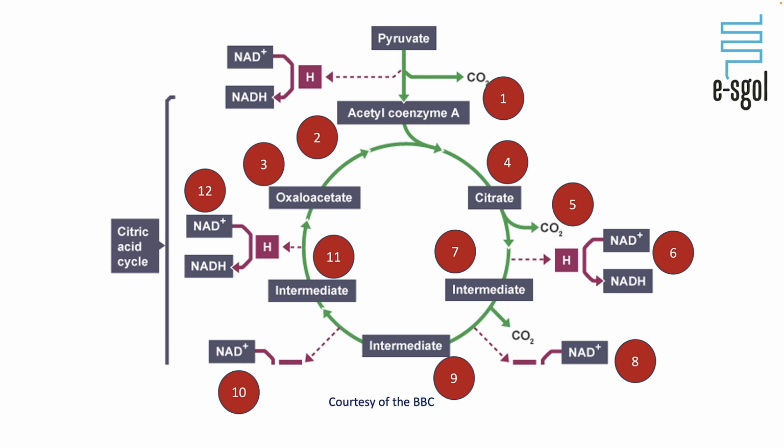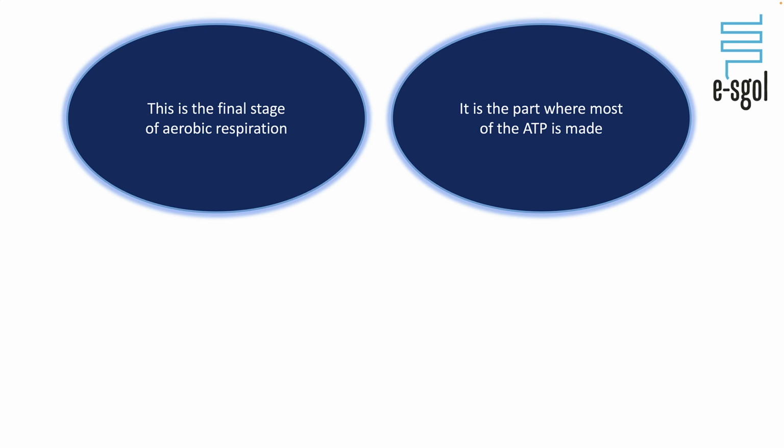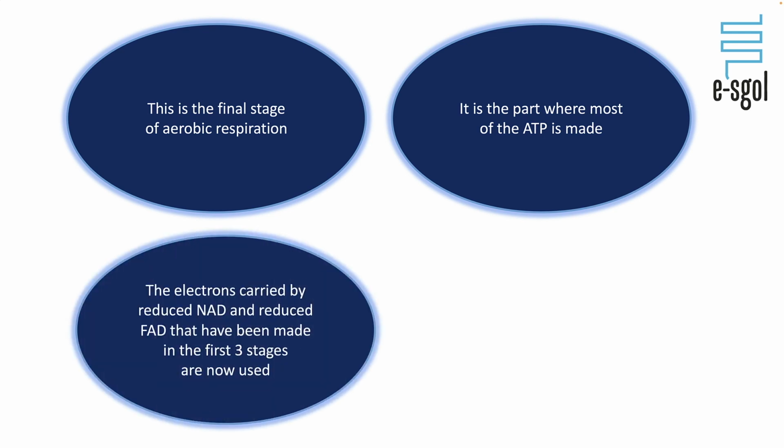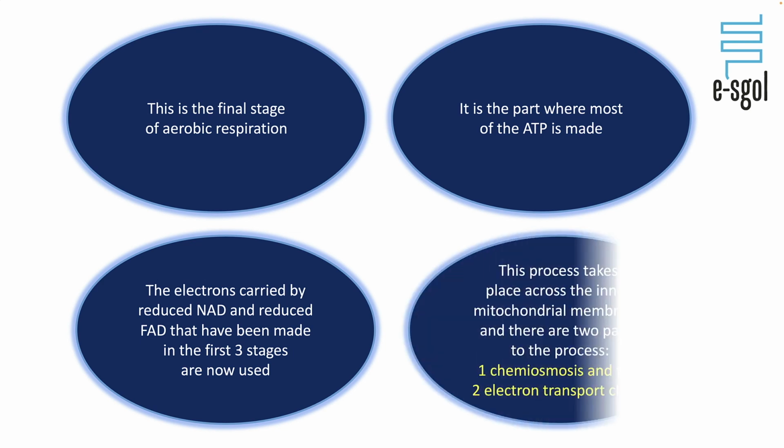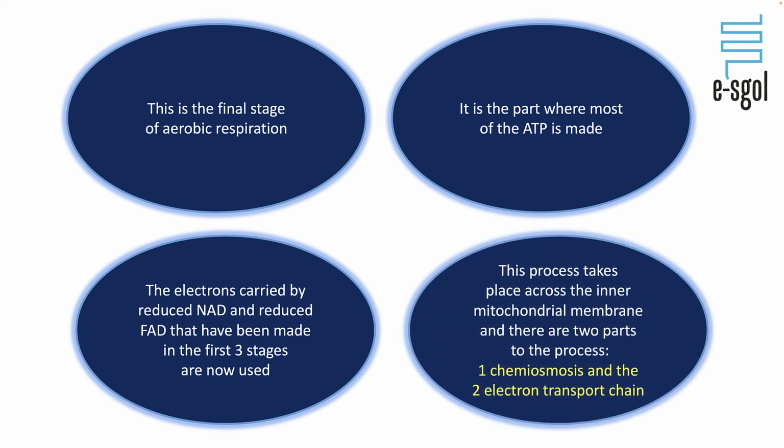It would be a good idea to play this part of the film again, to familiarize yourself with the Krebs cycle. Now, we summarize the final stage of aerobic respiration. This is the part where most of the ATP is made. Here, the electrons carried by reduced NAD and reduced FAD from the first 3 stages of aerobic respiration, glycolysis, the link reaction and the Krebs cycle, are now used. This takes place across the inner mitochondrial membrane. There are 2 parts to the process, 1, chemiosmosis and 2, the electron transport chain.